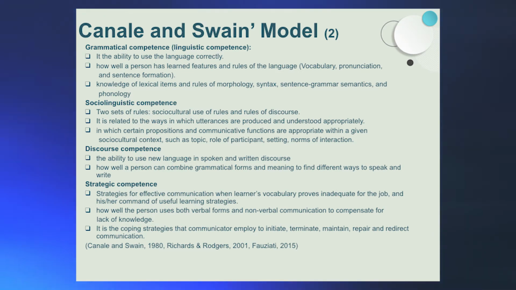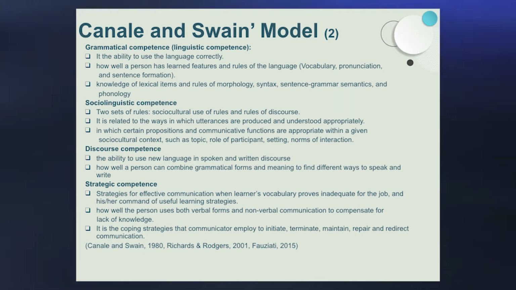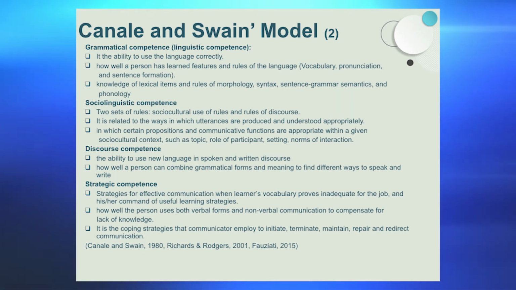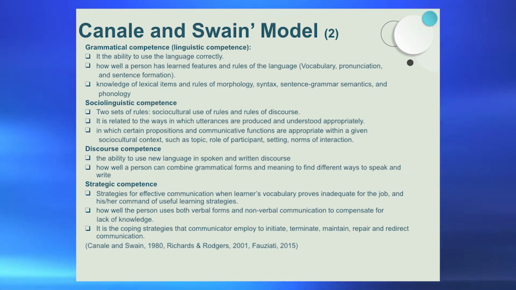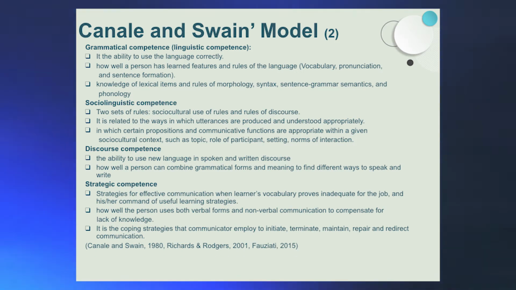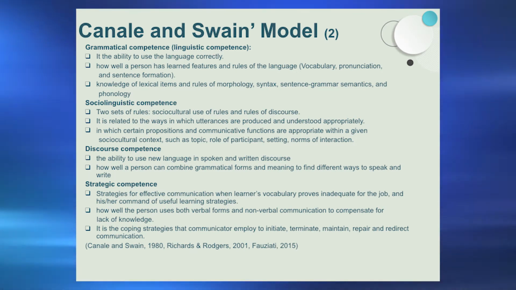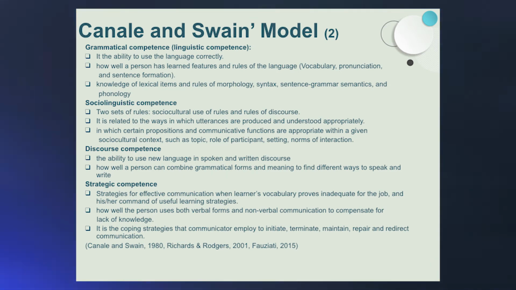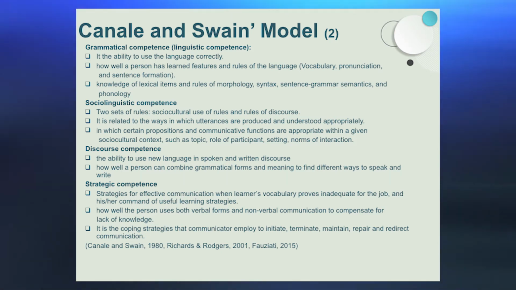Fourth, strategic competence. Strategic competence refers to strategies for effective communication when the learner's vocabulary proves inadequate for the job, and his command of useful learning strategies. It is how well a person uses both verbal forms and nonverbal communication to compensate for lack of knowledge. It is the coping strategies that communicators employ to initiate, terminate, maintain, repair, and redirect communication.